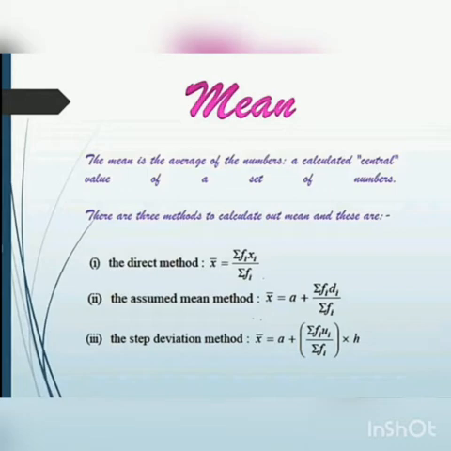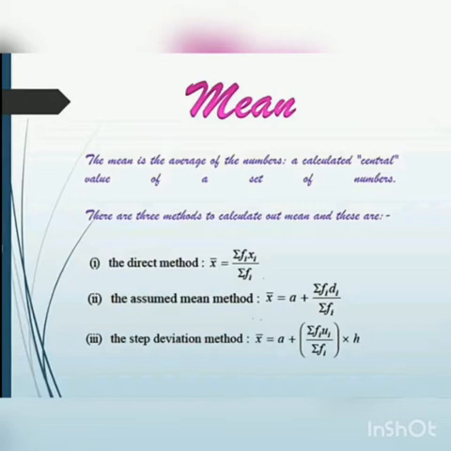Now for finding the mean for grouped data, first let's discuss the first method, the direct method. In the direct method, first we find xi, which is the class mark, by the formula (upper class limit plus lower class limit) by 2. Then we solve it as usual with the formula sigma fi xi upon sigma fi. This is the direct method.